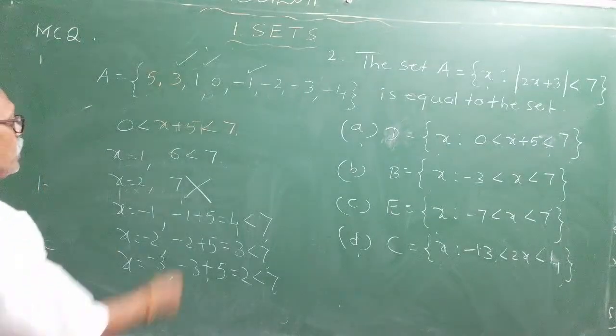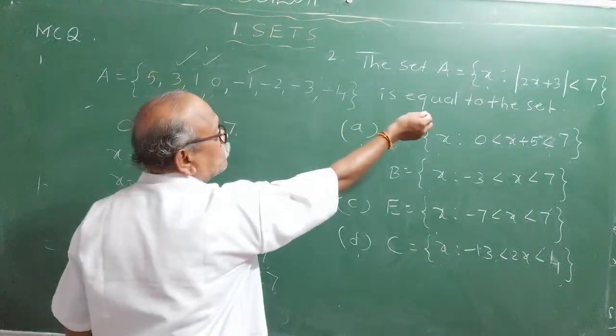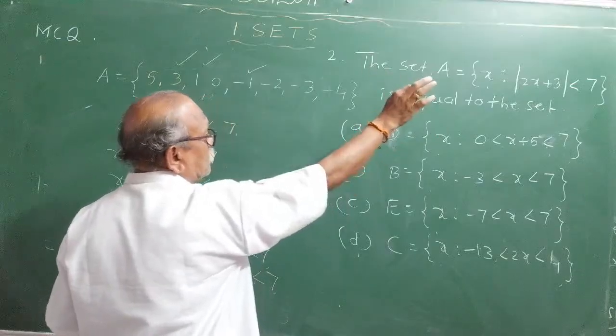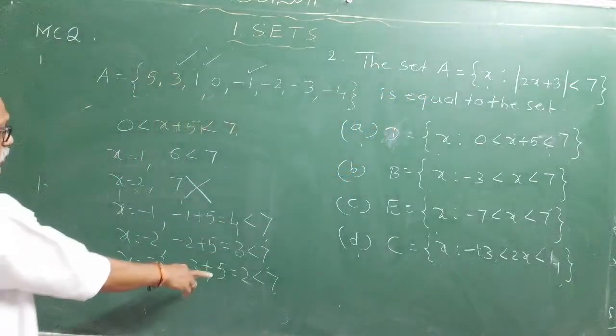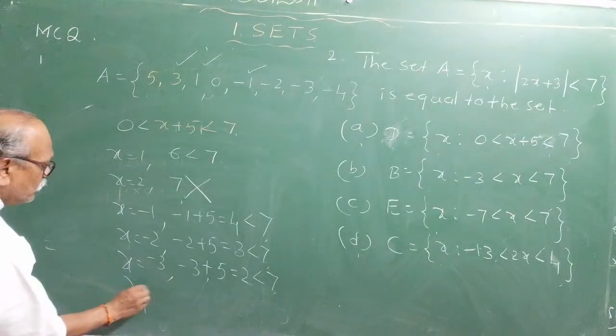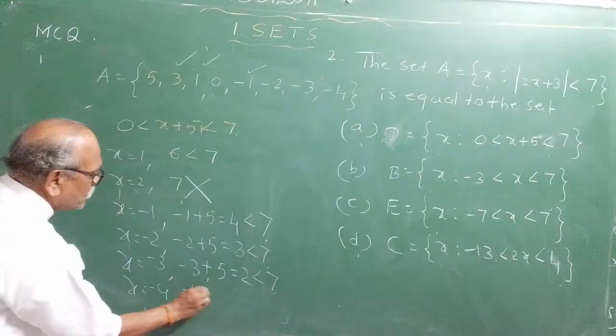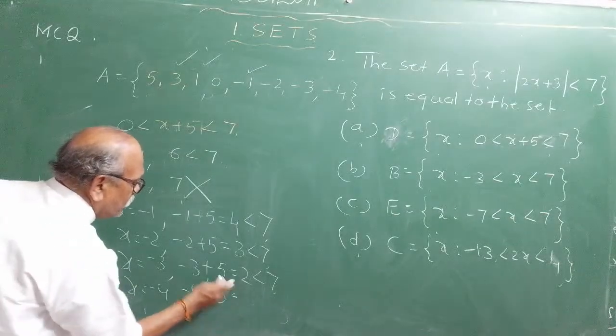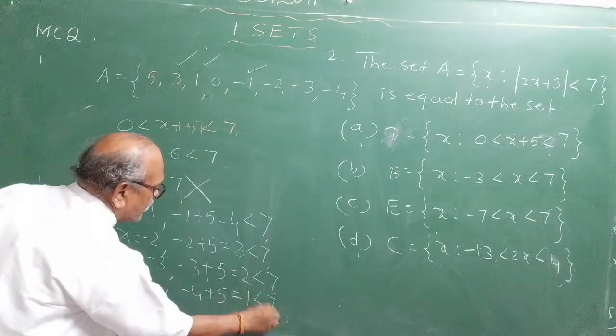Can you take 2 there in this case? 2 2s are 4, 4 plus 3 is 7. Plus 2, therefore 2 is present in this. And can you take x is equal to minus 4? Minus 4 plus 5 is equal to 5 minus 4, which is 1, less than 7.